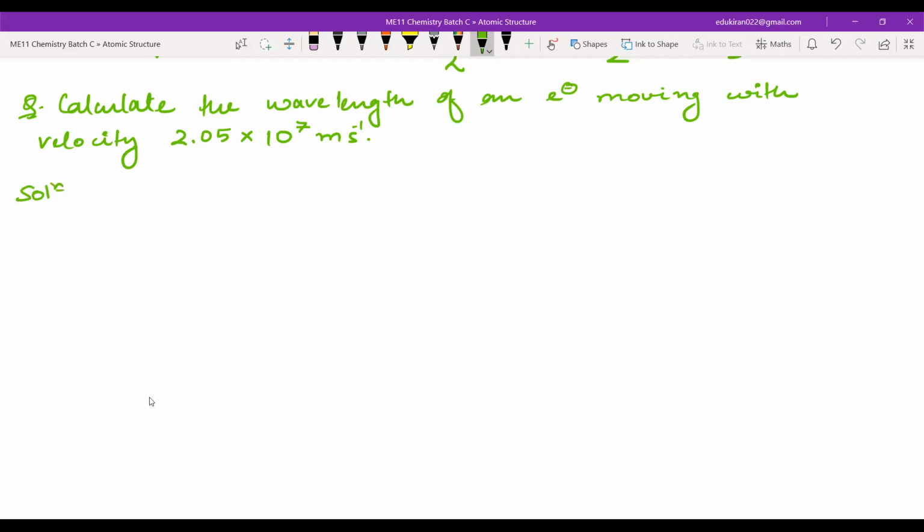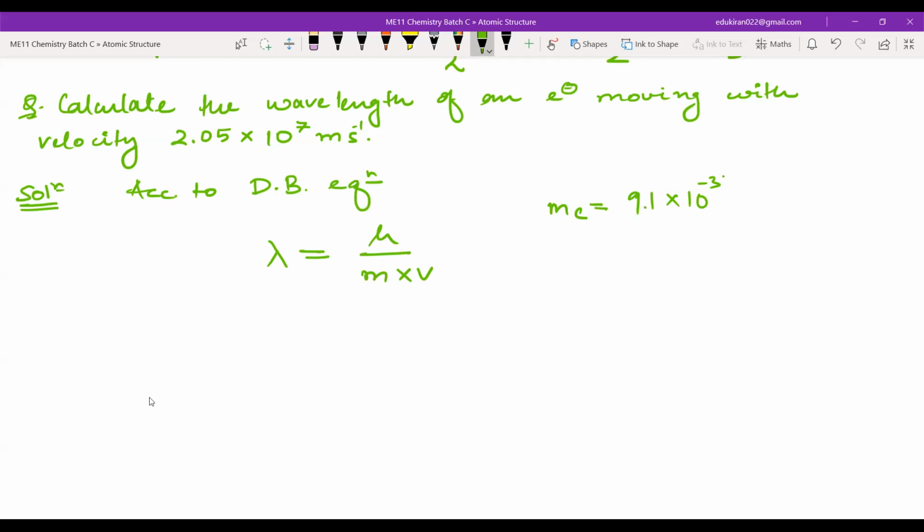How will you solve this? You will write according to the De Broglie equation. What is the De Broglie equation? It says that wavelength is equal to h upon mv, right? So you have all the things. But you know Planck's constant. I will not give the Planck's constant, but I will give you the mass of electron. Mass of electron is equal to, please write, 9.1 into 10 to the power minus 31 kgs.